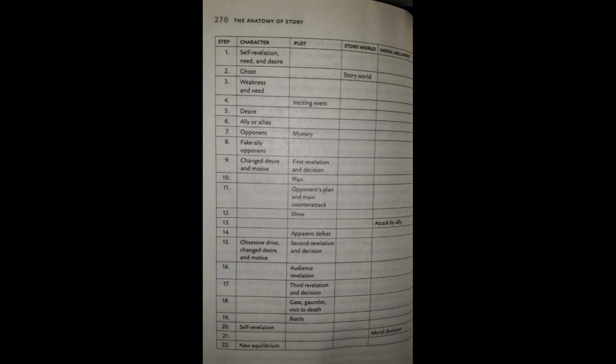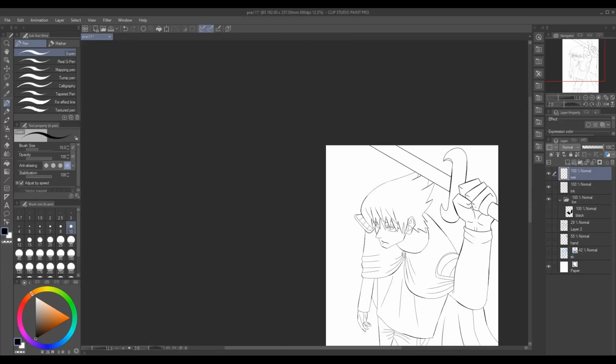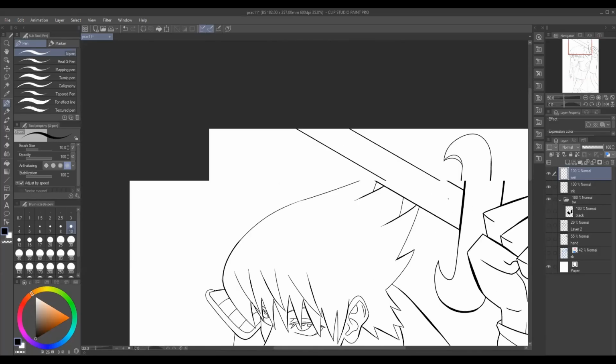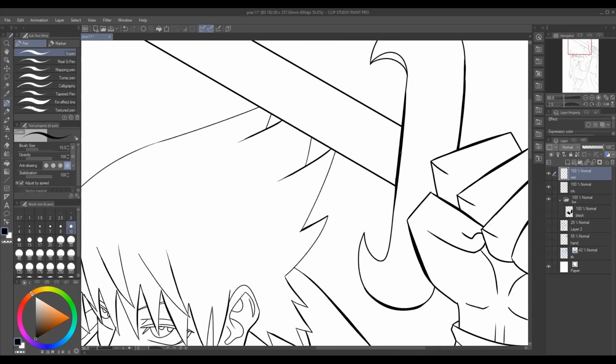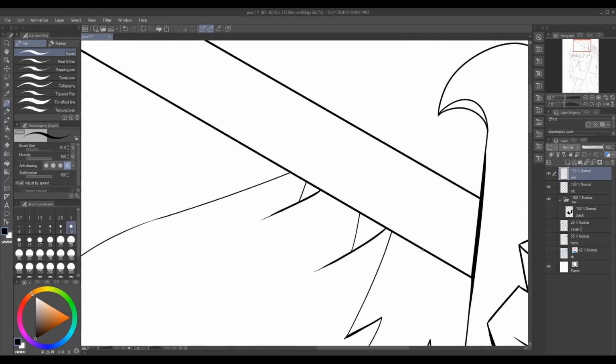The Anatomy of Story by John Truby has a 22-step story structure. Step 1. Self-revelation, need, and desire. This is the frame for the hero. What will the hero learn about themselves? What progress do they need to make, psychologically or morally? What is their initial error?